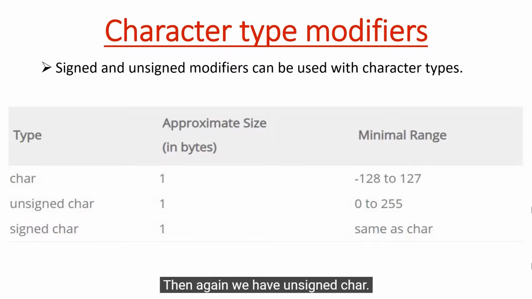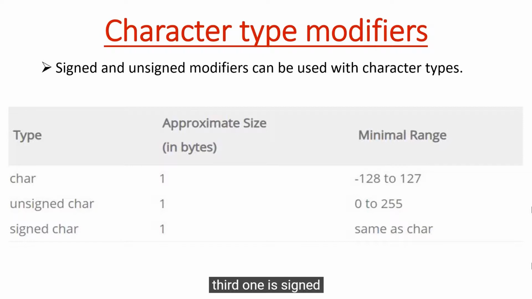Then again we have unsigned char. As a prefix to char, you can use the unsigned keyword. Then it will reserve 1 byte of memory, and the range will be 0 to 255. Here we have some extra symbols in our extended ASCII table. All the symbols will fit in here.